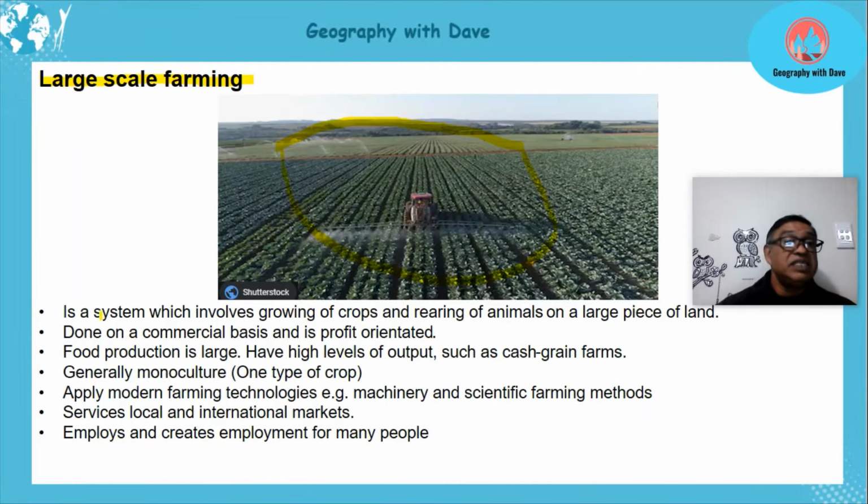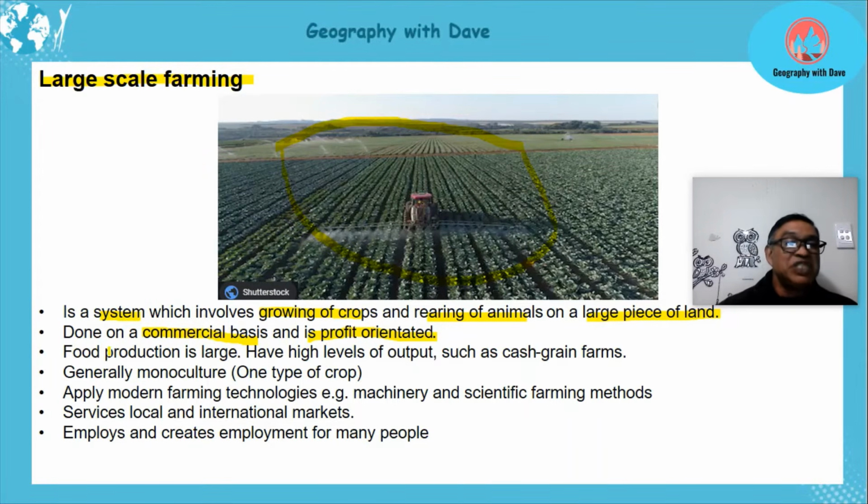It's a system which involves growing of crops or rearing of animals on a large piece of land. Massive, big production. So it's done on a commercial basis and is profit orientated. They want to make money. They're not worried about anything else. They're not worried about eating this. Maybe the farmer will eat something now and then, but his big thing is to sell his crops, so make the profit.